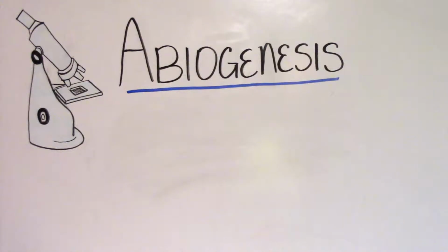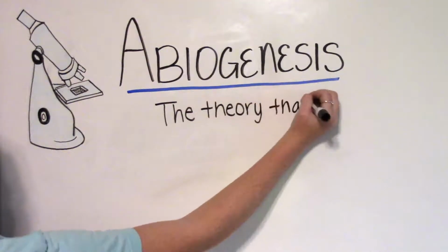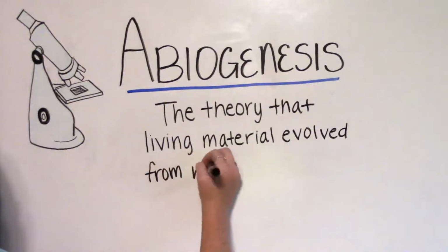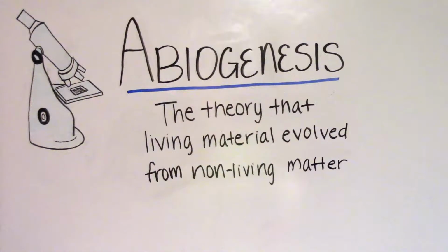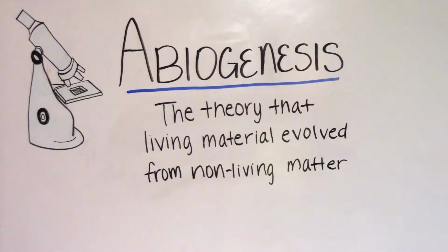Well, today's lesson, abiogenesis, which is one prominent explanation for creation of life on Earth. The definition of abiogenesis is the theory that living material evolved from non-living matter. This theory has been around since the early 20th century, but today it's still unproven and even controversial.